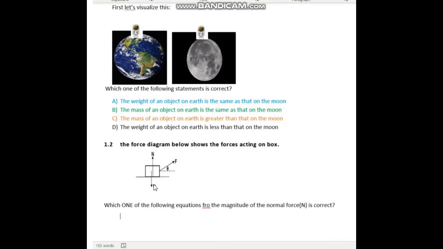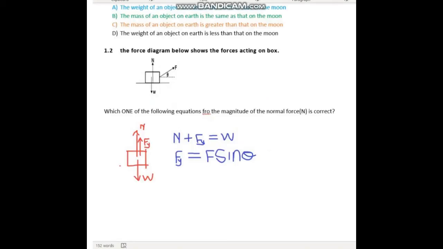So we are just going to omit the one that's pointing to the right because we are interested in the vertical forces. The question says, which one of the following equations for the magnitude of the normal force is correct? So we're looking for the normal force. As I said, we're just going to redraw the first diagram with this force decomposed.